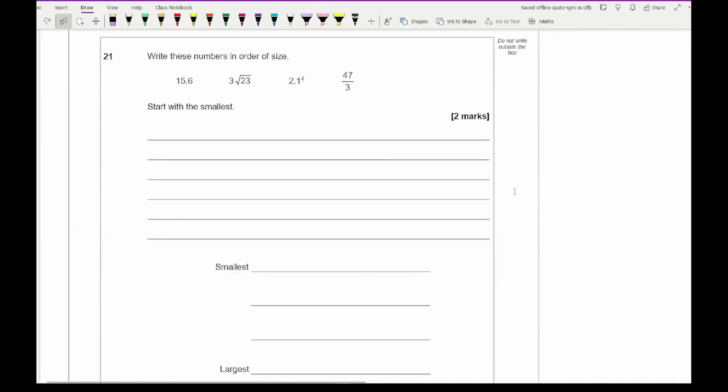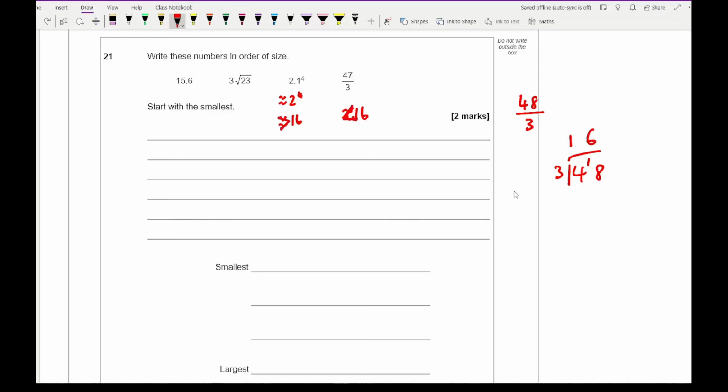Then looking at question 21, it says write these numbers in order of size. And again, it's just about estimating. So 2 to the power 4 is roughly 16. Then 47 over 3, well, that's roughly 48 over 3. So just think about the closest number that goes into 48 by 3, and again I should know this, but let's just quickly do it. It's going to be 16, so that's roughly 16, but that's going to be less than 16, whereas this is going to be more than 16.